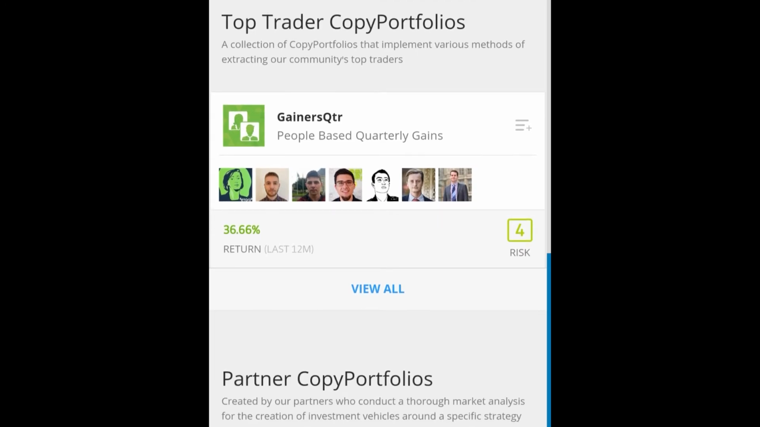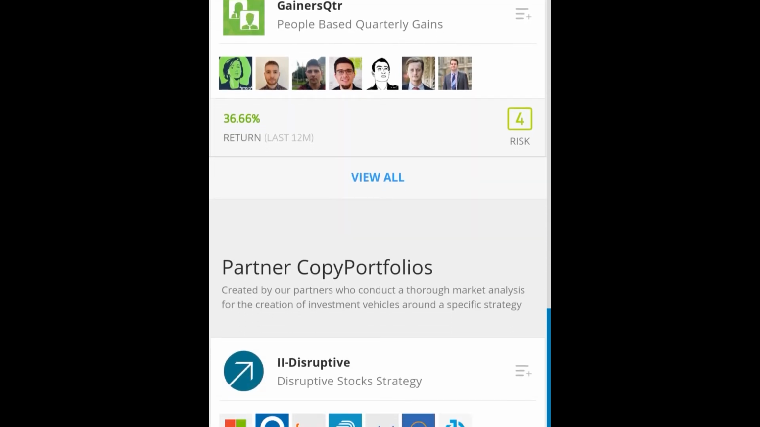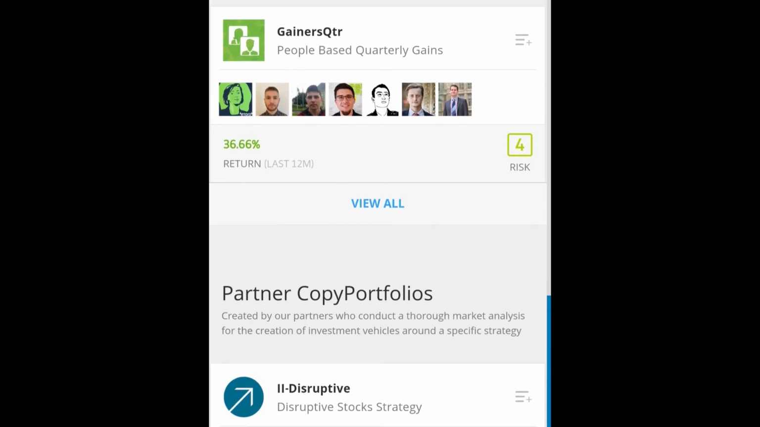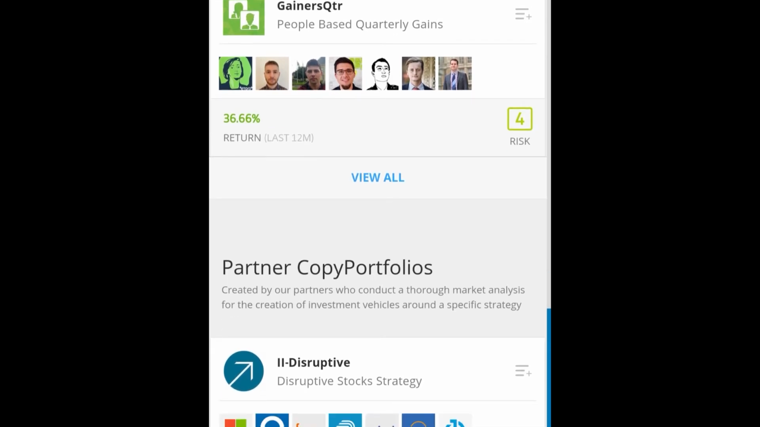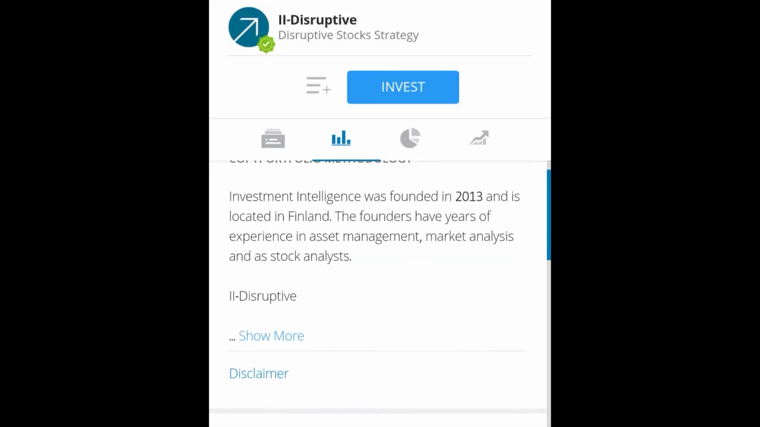There are partner copy portfolios, disruptive stock strategy companies. This is pretty cool. Each of these portfolios you can open and you can see what the major stocks they're investing in are and what the performance is, let's say over the past year or the past few months. So you can judge a little bit about how these portfolios are doing.